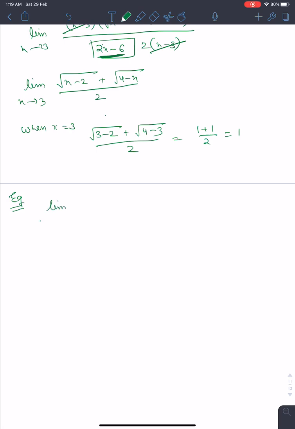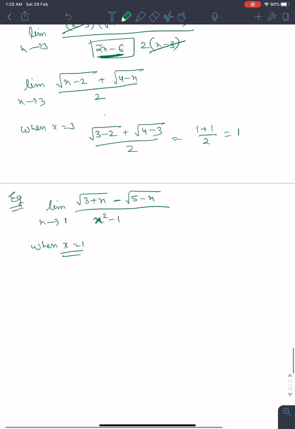Limit x tends to 1 of (under root 3 plus x minus under root 5 minus x) upon (x square minus 1). Again, when x is equal to 1, what you are getting, see, I'm just going to speed up, okay? So it becomes 3 plus 1 will be root 4. Root 4 means 2, minus 5 minus 1, again root 4. Root 4 means 2. 2 minus 2, and in the denominator 1 square is 1, 1 minus 1. So you are getting 0 upon 0 form.